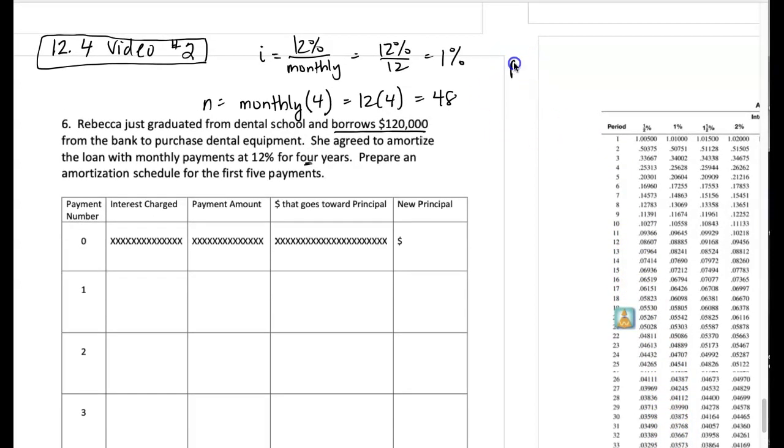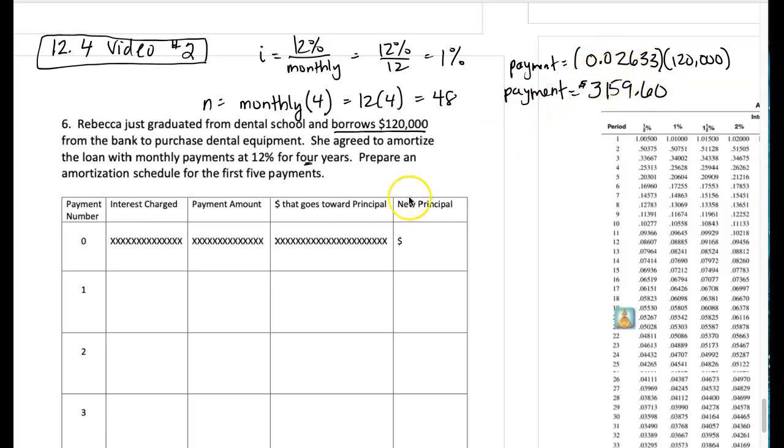The calculation of our payment is going to be to take that decimal, that 0.02633, times the amount borrowed. In this case, that was $120,000. The multiplication gives us a monthly payment of $3,159.60. And we're going to need that here for our chart. Okay. Remember that in the first time across, we're just looking at the principal of $120,000. We didn't make any interest charges or any payments yet. We're just starting.